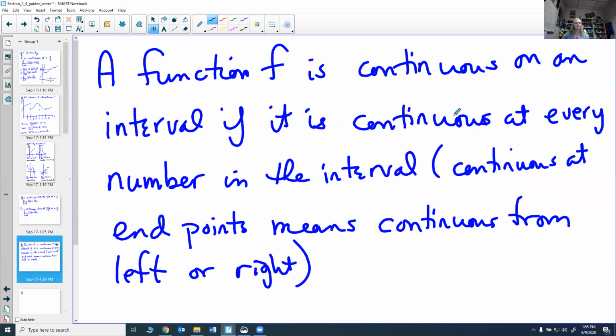A function f is continuous on an interval if it is continuous at every number in that interval. So instead of just saying we're continuous at a single point, we can actually say we're continuous over a much larger interval. And so when we look at the endpoints, we would look at continuous on the left and right at those endpoints.